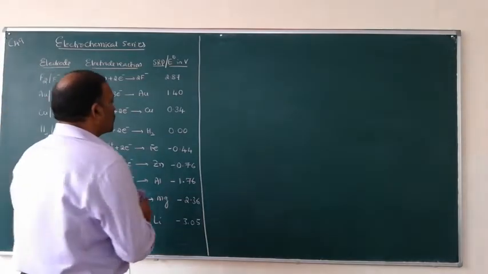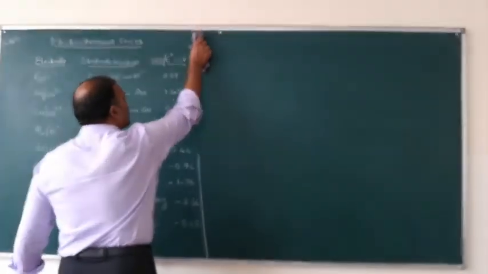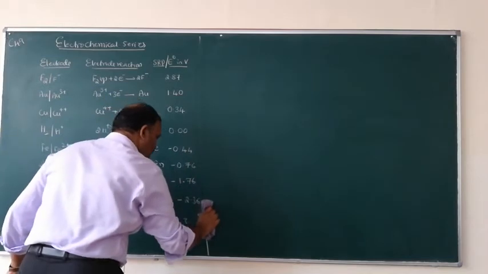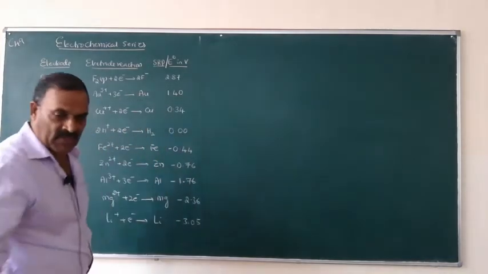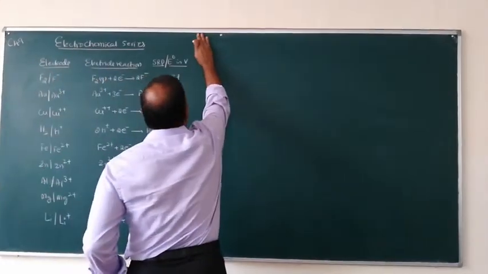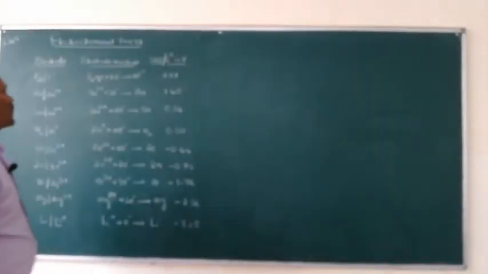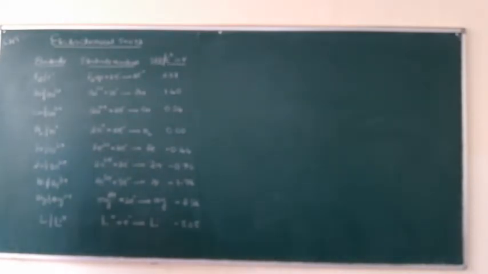So today we will discuss what are the applications of electrochemical series or significance of electrochemical series. So how is the electrochemical series obtained? As I told you in the last class, the electrode potential of any electrode can be determined using a reference electrode such as standard hydrogen electrode. Using standard hydrogen electrode, the potential of any electrode can be determined.